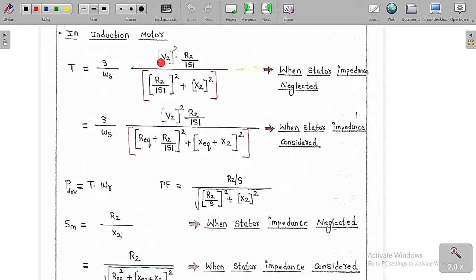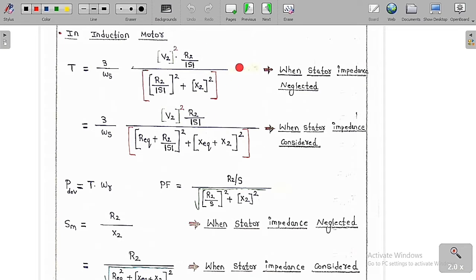Here I have already told you s into E2 square R2 by (R2 square plus s x2 square). So let me divide the numerator and the denominator by s. Let me take a small example here. If I take s square as common in the denominator, then definitely we get (R2 by s) whole square plus x2 square. Again there is an s in the numerator and s square in the denominator, so s by s square is nothing but s. So this is going to go here, and this is the equation that we are going to get.